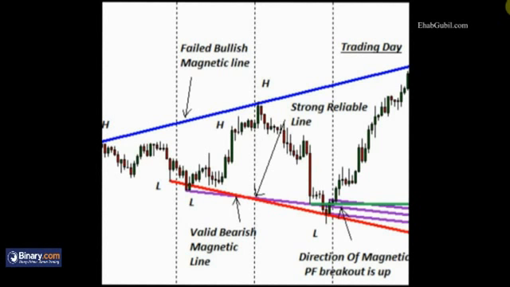Like in this chart, we have a magnetic PF with a strong reliable line. The direction of the magnetic PF breakout was up, but we did not find a valid bullish magnetic trend line. What we can see is only a valid bearish magnetic trend line, so we should only place a long trade depending only on the direction of the magnetic PF breakout.